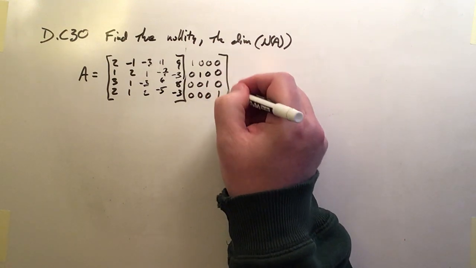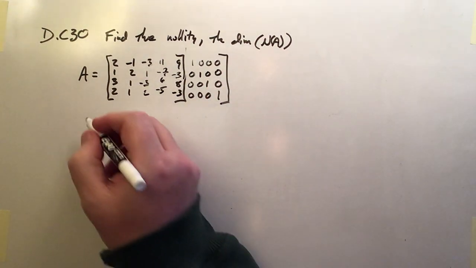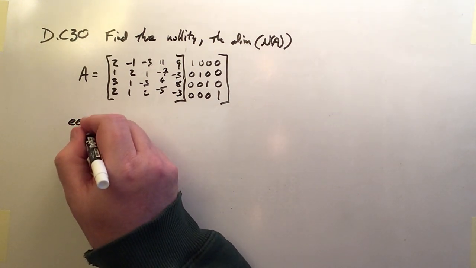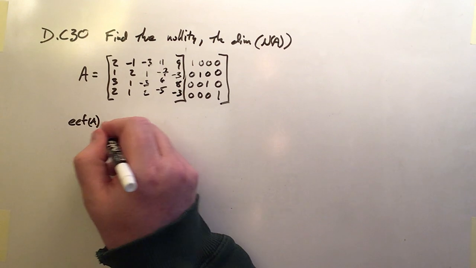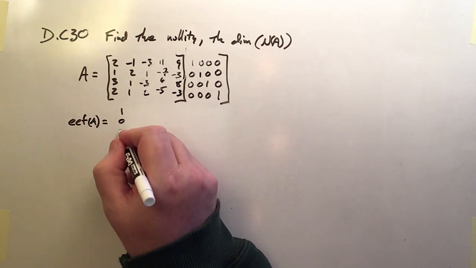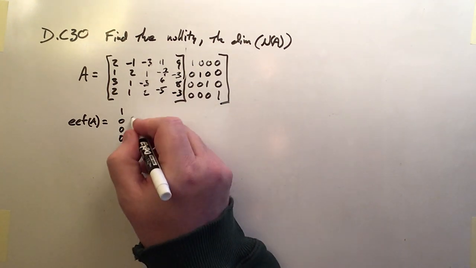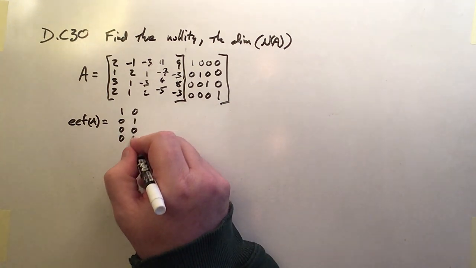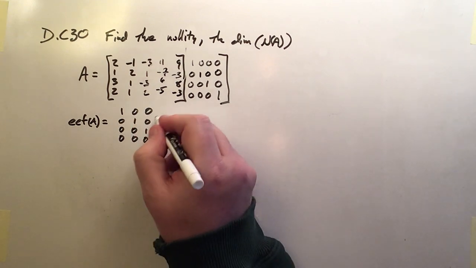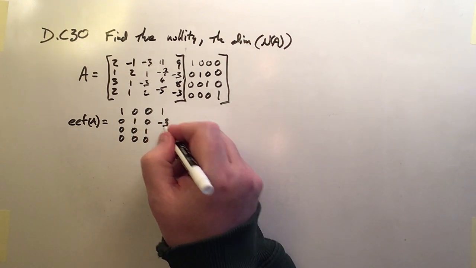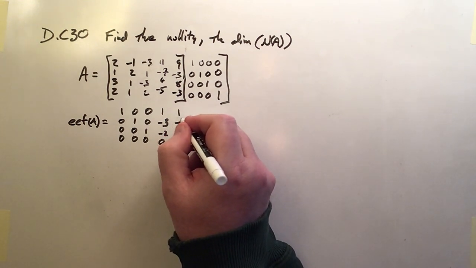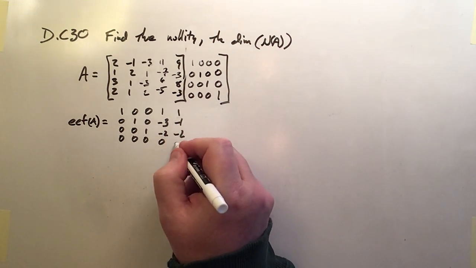So this augmented matrix now, I'm going to put through the RREF process. So we're going to end up with the extended echelon form of A. And that's going to be 1, 0, 0, 0, 0, 1, 0, 0, 0, 0, 1, 0, 1, negative 3, negative 2, 0, 1, negative 1, negative 2, 0.